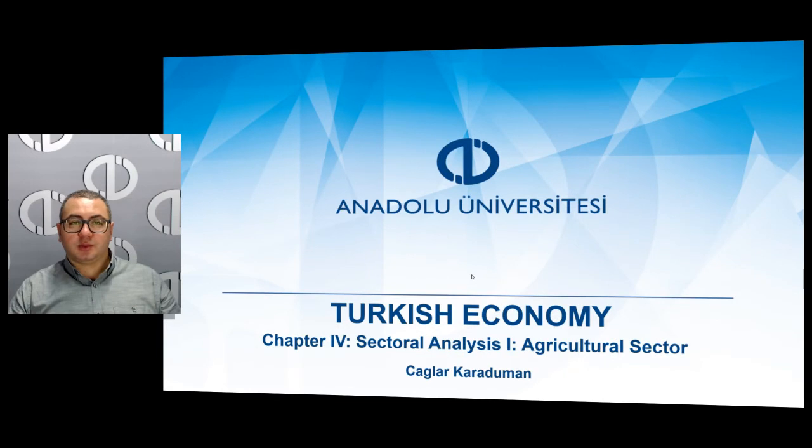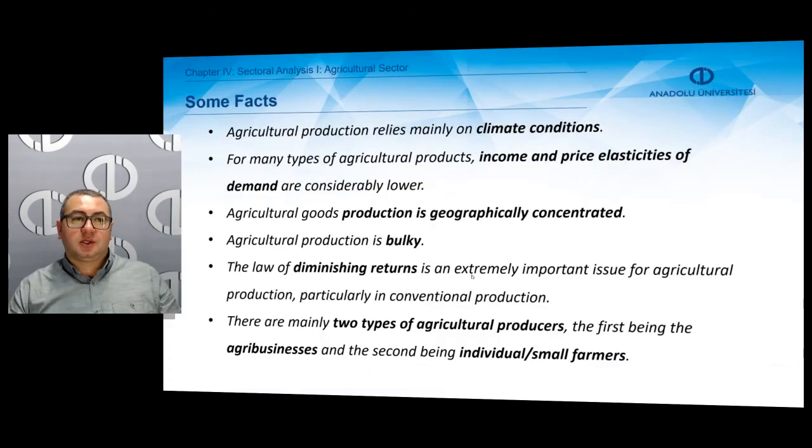Welcome. This is the summary of Turkish Economy Chapter 4, which is Sectoral Analysis 1, the agricultural sector. We start with some facts. The first one being agricultural production relies mainly on climate conditions. This is especially true for conventional production.